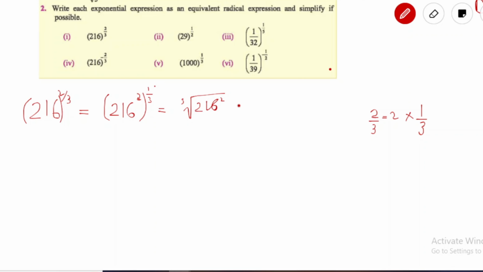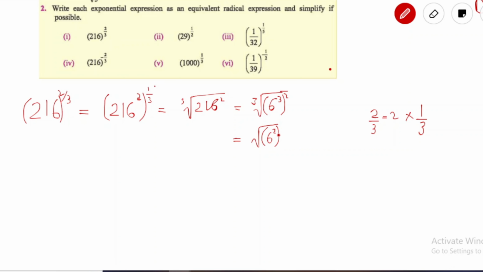And if we want to solve it further, we know that 216 can be written as 6 cubed, because 6 multiplied with itself 3 times gives us 216. But right now, outside we have the cube root, which is simply 1 over 3, and whatever power we have inside should be 3 or a multiple of 3, so that it can be cancelled. So what we're going to do is just interchange these powers. 2 will be written inside and 3 will be written outside.